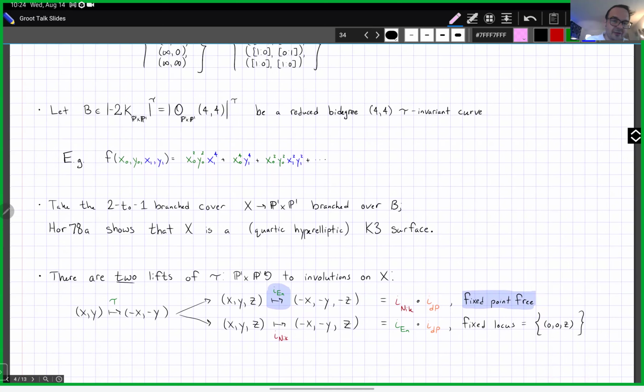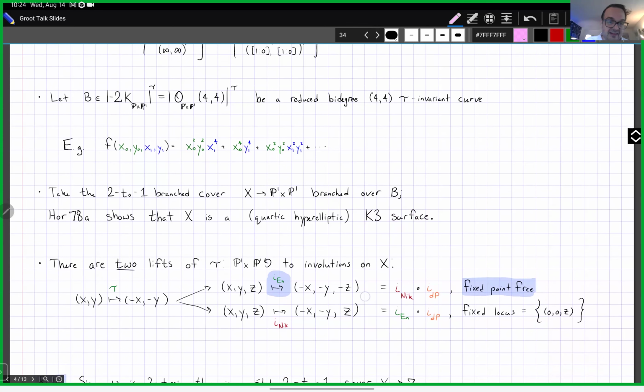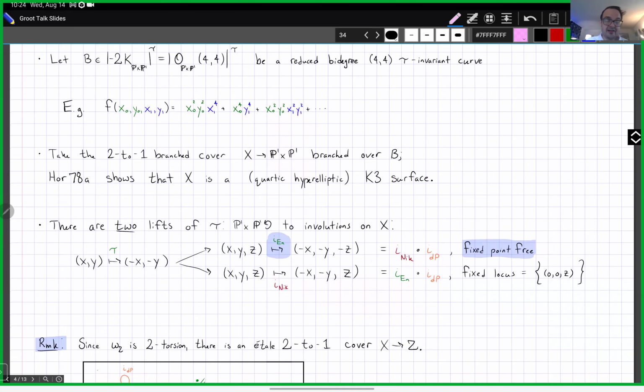So you have a curve in P1 cross P1, B, and you can take a 2-to-1 branch cover over that curve. And Horikawa, in one of his papers, shows that what you get is a K3 surface as that branch cover. And that involution on P1 cross P1 lifts to an involution on the K3 surface. It actually lifts to 2 involutions.